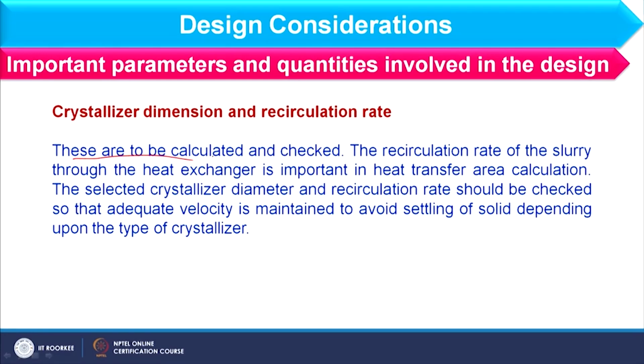So, these parameters are to be calculated and checked. The recirculation rate of the slurry through the heat exchanger is important in heat transfer area calculation, because when we consider the heat transfer area, we should also consider how much feed is going to be heated up in the heat exchanger, and depending upon that we consider the steam flow rate, right. So, it will depend on the feed as well as the recirculation ratio, okay, because both the feed as well as the fluid which is coming from recirculation should be considered in the heat exchanger for further heating.